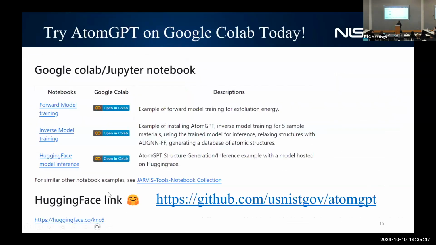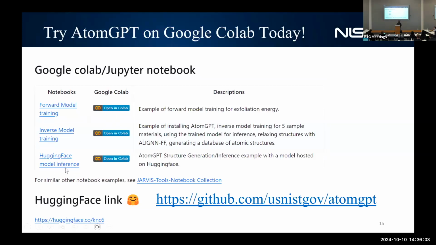So in our model, not just talk, not just papers, you can actually try this model right now, today, on your phone. You don't even need to download anything. You can try to train a forward model on your phone, and the inverse model, and interact with the Hugging Face model.